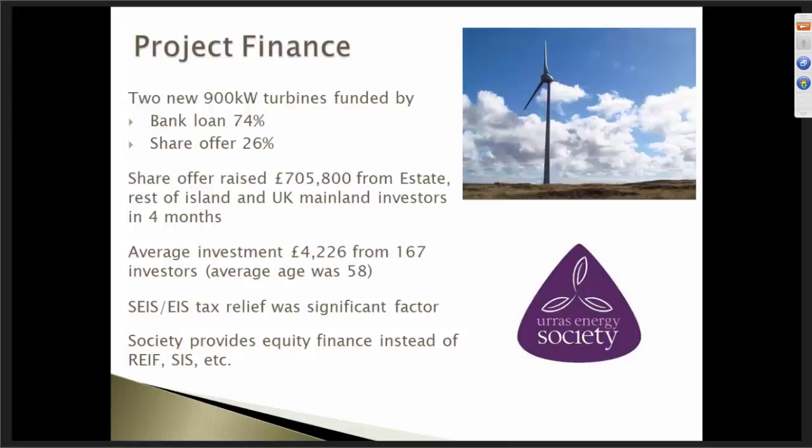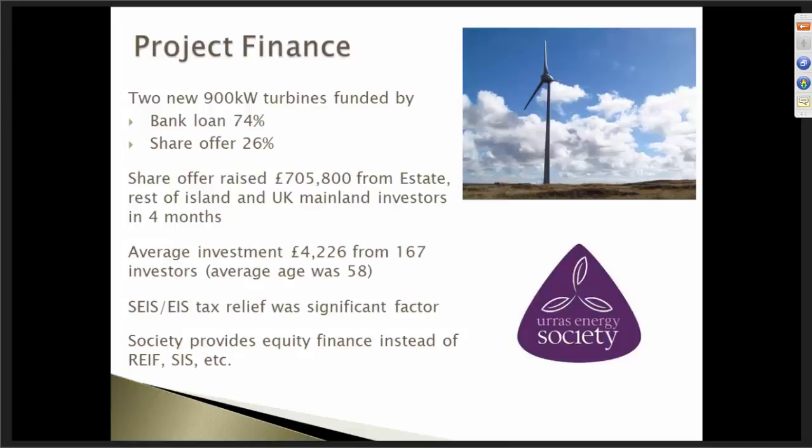In the end, we raised well over £705,000, which was well beyond our expectations, and it represented over a quarter of the total finance required. The average investment was very high, and the volume of minimum investments was very low. This probably reflected the confidence that was there, given that there was one turbine already in place.